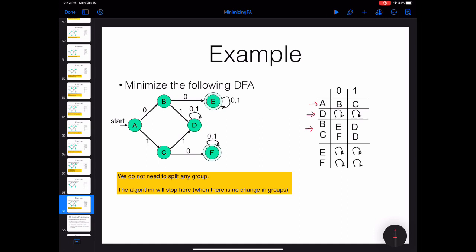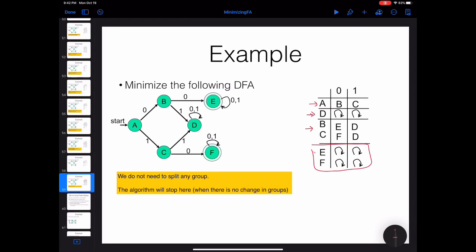B over 0, it goes to this group. C over 0, it goes to this group. B over 1, it goes to this group. C over 1, it goes to this group. So the behavior of them is the same. For E and F also, you have the same behavior. They are going to stay in the same group. And that's it. I reached the point that I'm not changing anything. I don't need to split any group anymore. So whenever you reach this point, you will stop.